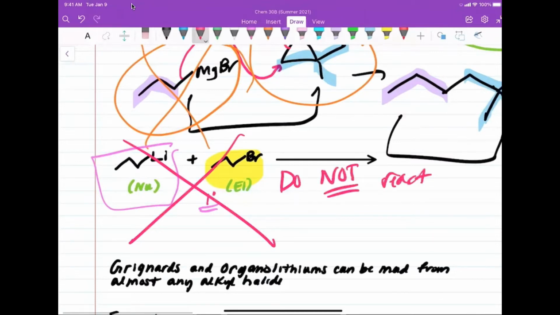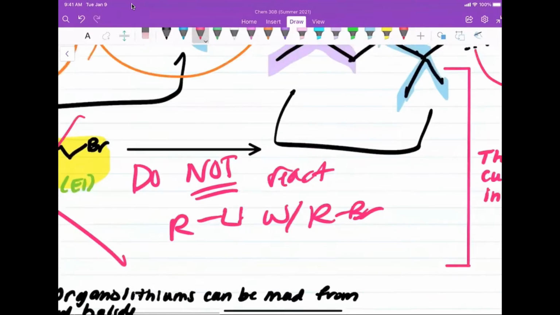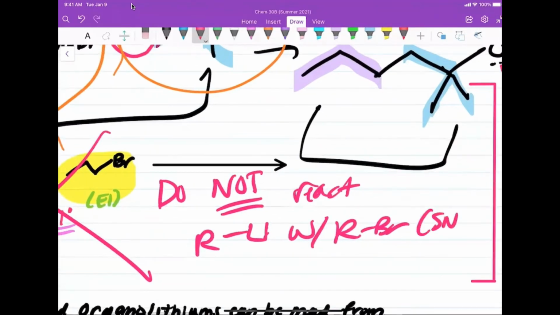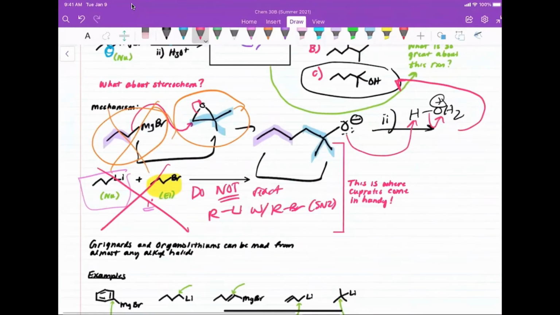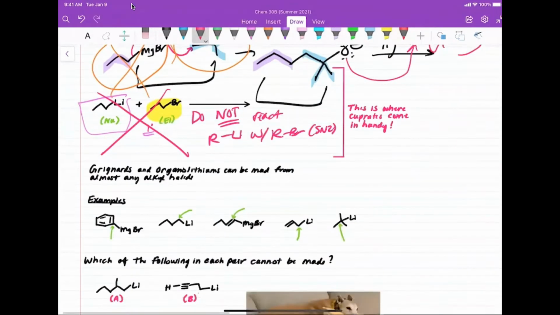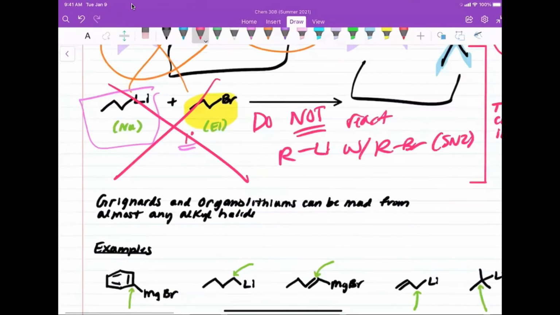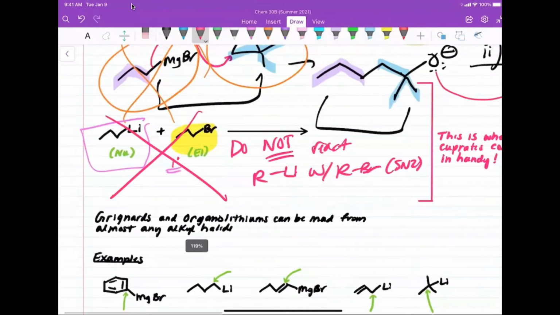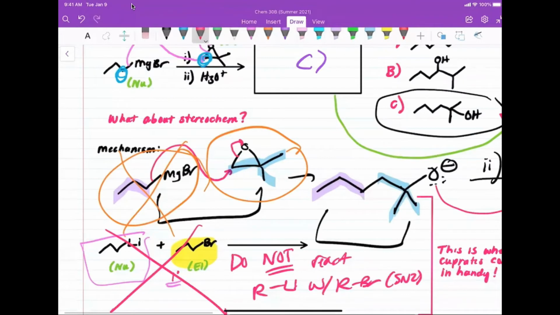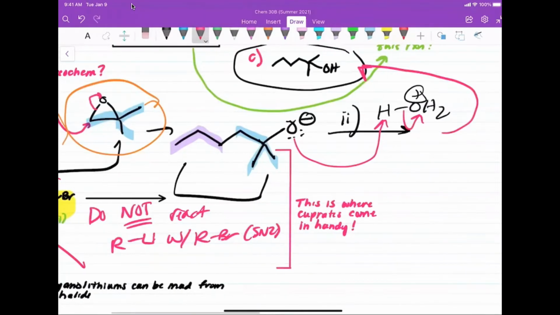Do not react RLi with RBr, and I'll put in parentheses SN2. It's not going to happen. But there is a workaround here. The workaround is organocuprate. I thought I had a mention of this. Yeah, here it is. This is where cuprates come in handy.